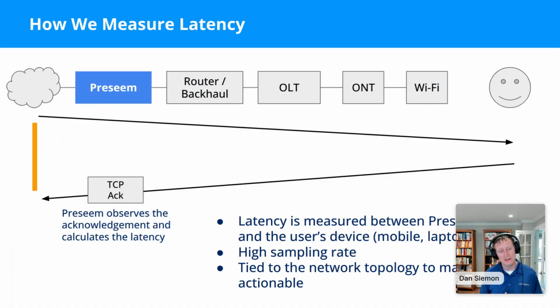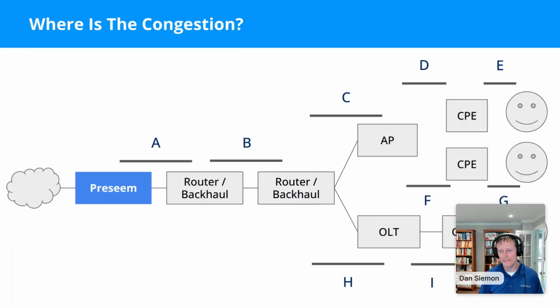Lastly, we also tie this to the topology. And this is what we're going to get into in the next couple slides. Because we understand the network topology, we're able to take an individual sample, map it to a path through the network, and then use that information from the different paths to deduce where the problem is in the network. So that's the examples I'm going to go through here.